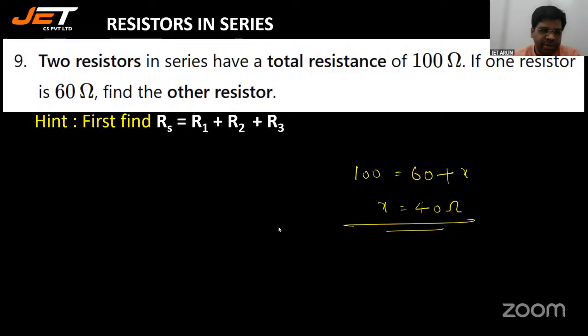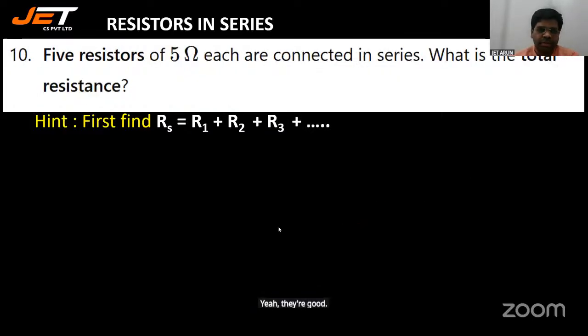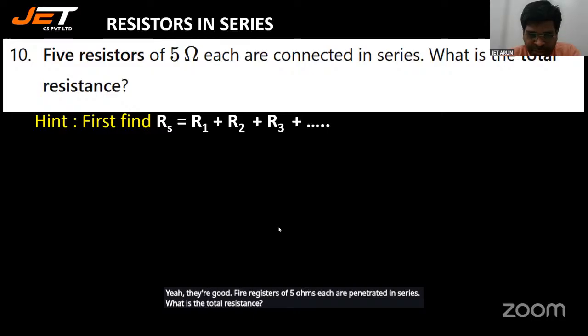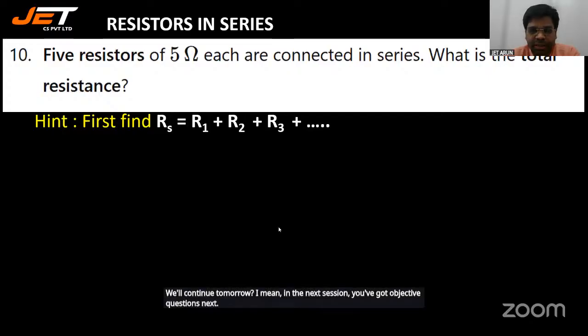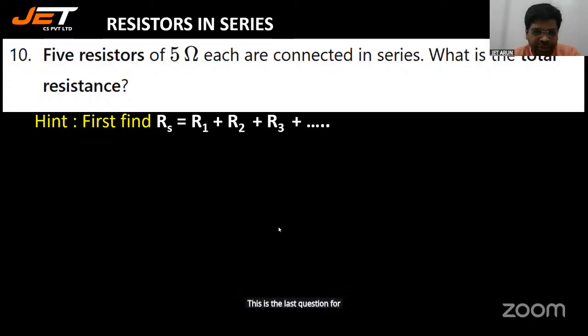Yeah, Abdul, good. 5 resistors of 5 ohms each are connected in series. What is the total resistance? So this is the 10th question we have got. We'll continue tomorrow. In the next session, we've got objective questions next. This is the last question for today.